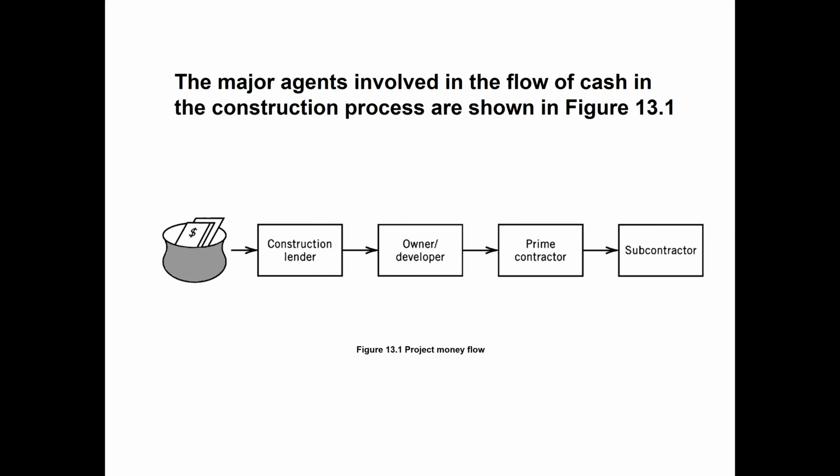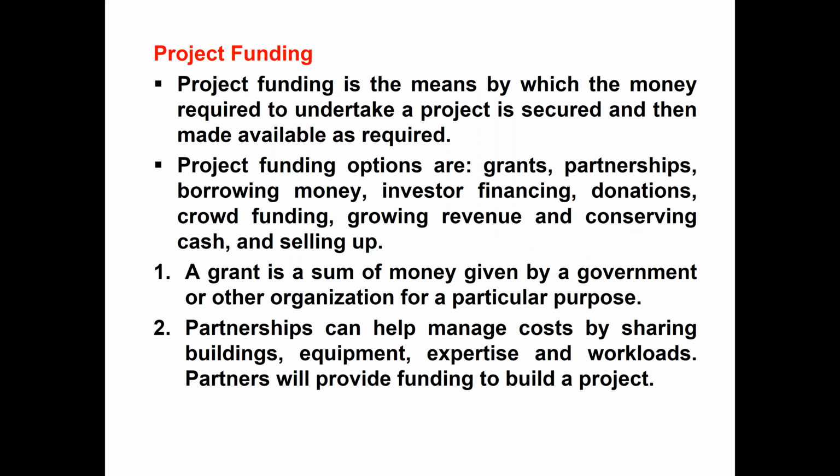Okay, so this is like how the money trickles down to the lower level. So to subcontractors means money will go to the labor force, to the engineers, to all the workers working on the project, or to the equipment owners who are going to rent those equipment. So it's project funding. Project funding is the means by which the money required to undertake a project is secured and then made available as required. So we have to arrange that money for the project, so that money should be available when required to build the project.